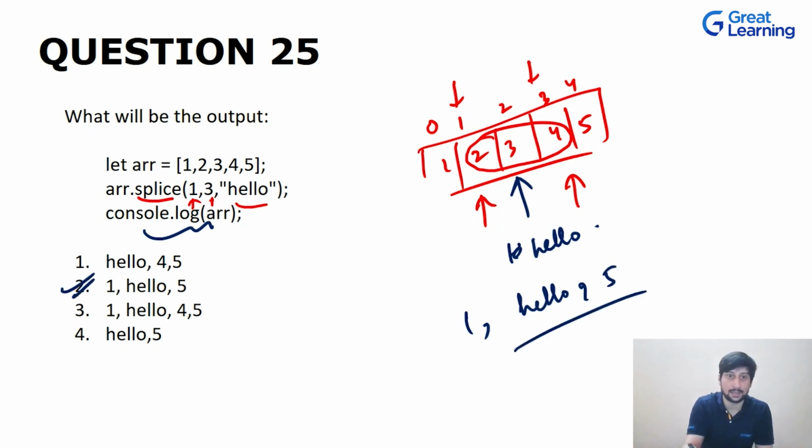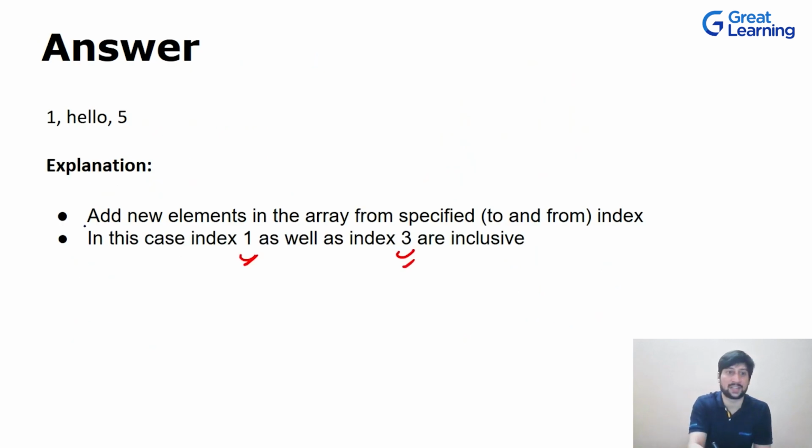Is it clear? So whenever we are using the splice method, it is used to replace multiple elements in the array with some value, or we can remove multiple elements at the same time. So this is the output. As we can see, we can add new elements in the array from the specified location, or we can remove them as well, and both these indexes 1 and 3 will be inclusive.